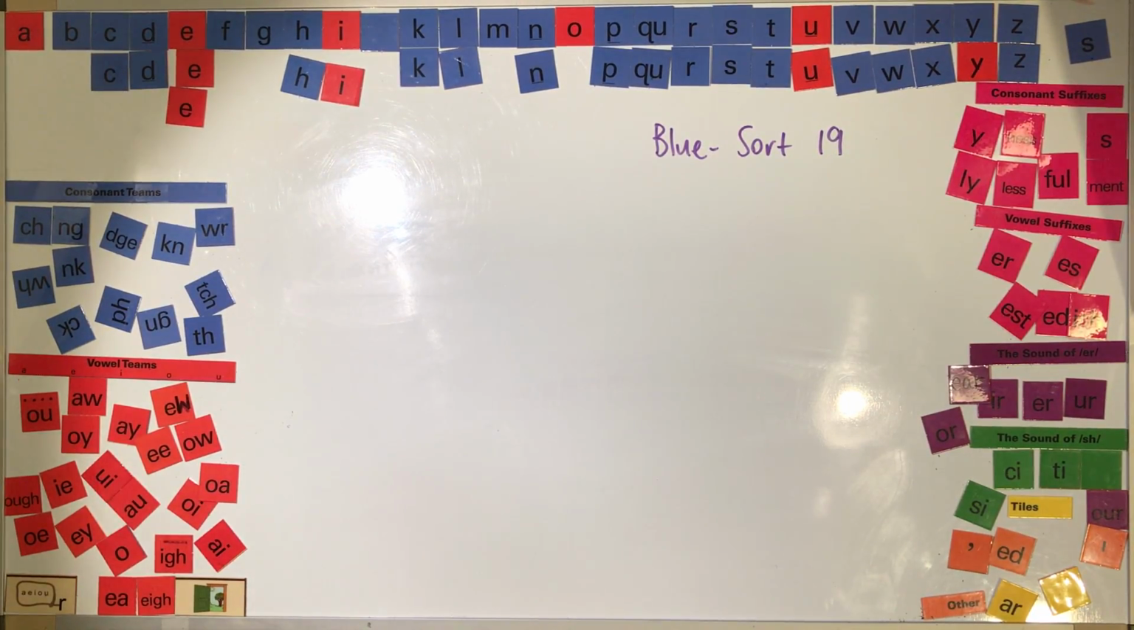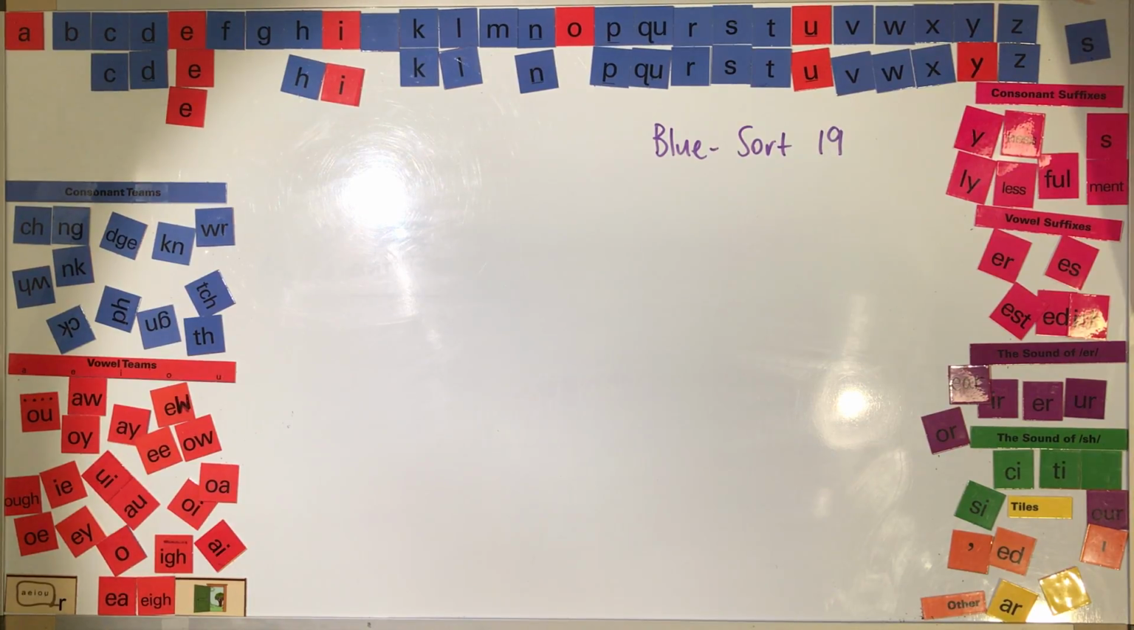Okay, we are doing Blue Sort 19, and we are continuing on from last week. Last week we looked at how we can use two words that are related or have a similar base word to give us a clue that there's perhaps a hidden silent consonant. So sign, signature, bomb, bombard.